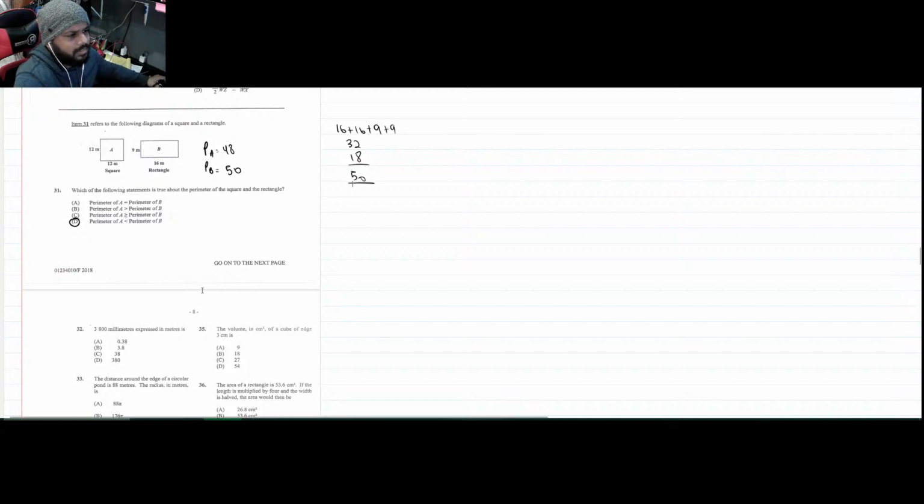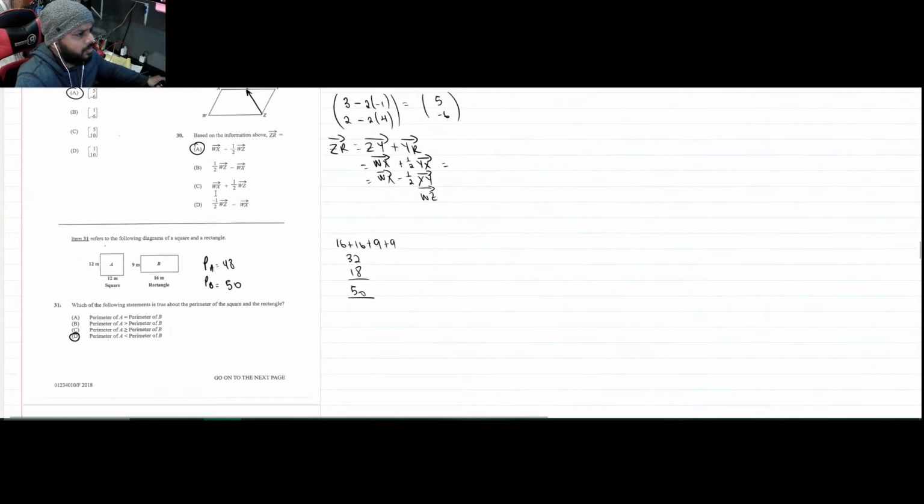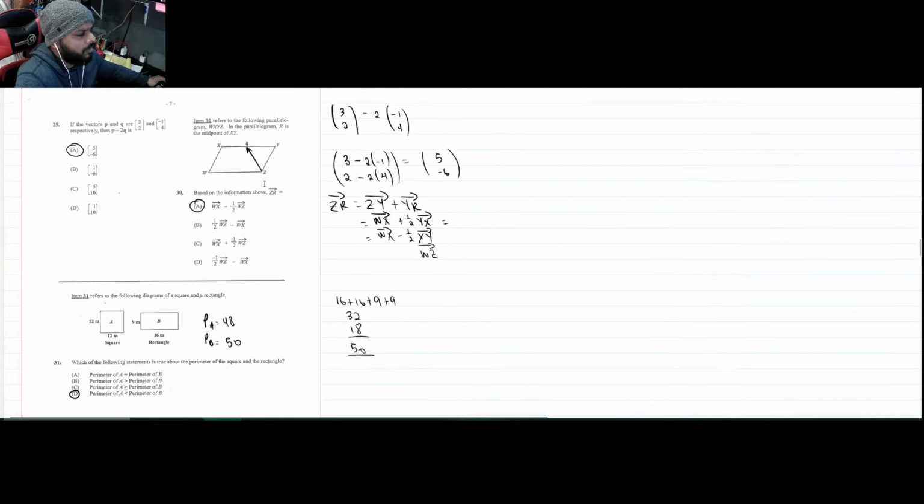I think it's C. I'll only assume it's for this one here. WX plus 1 half WZ.